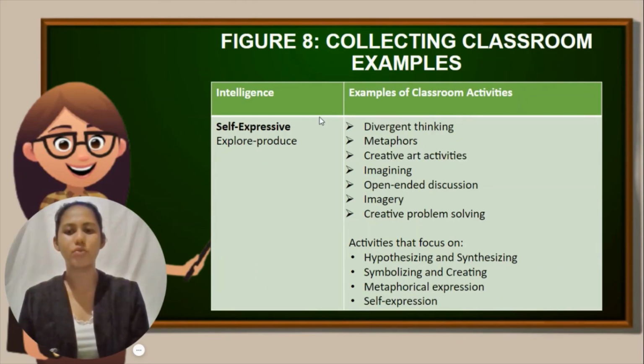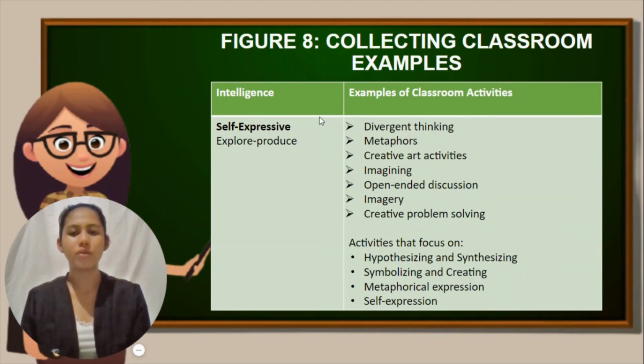Okay, so the last one is the self-expressive or the explore and produce. So it is included in the spatial intelligence, which includes the following. The first one is divergent thinking, metaphors, creative art activities, imagining, open-ended discussion, imagery, and creative problem solving. And the activities that focused on hypothesizing and synthesizing, symbolizing and creating, metaphorical expression, and the last is self-expression.